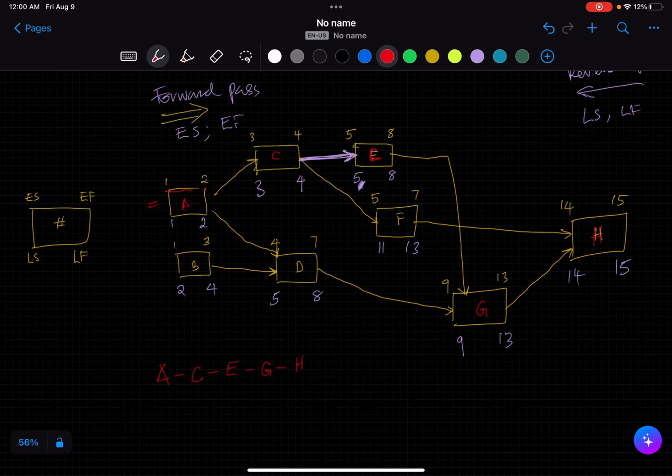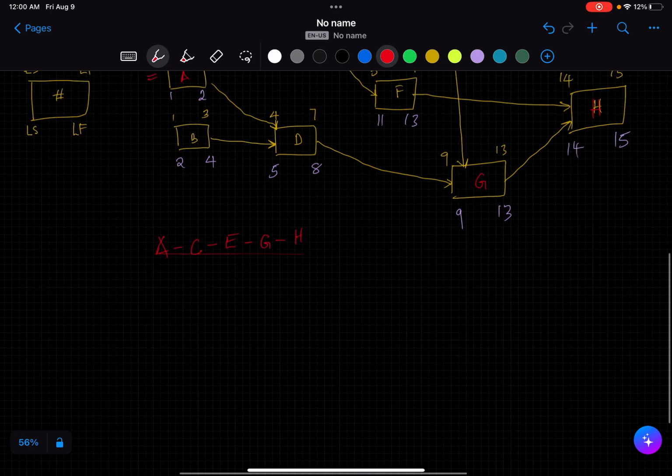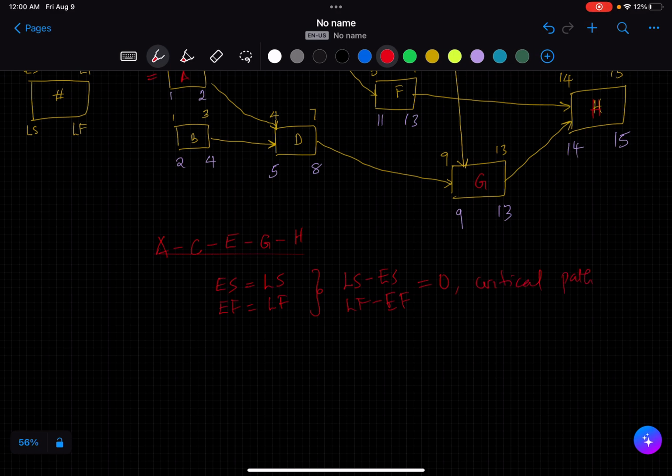So this is one of the ways to define critical path. The critical path activities are those whose early start equals their late start, or whose early finish equals their late finish, or by implication, any activity where the late start minus the early start, or the late finish minus the early finish, equals 0. That's a critical path activity, an activity that is on the critical path. So it's important to note that.